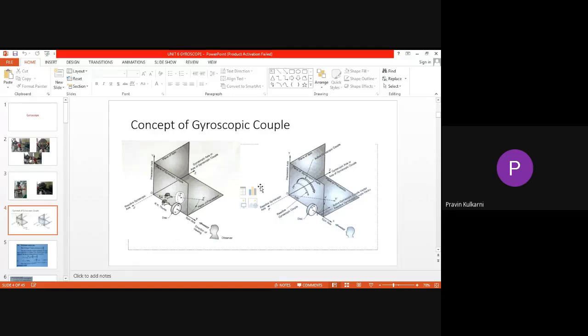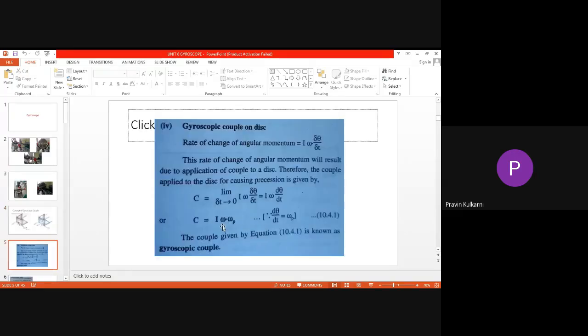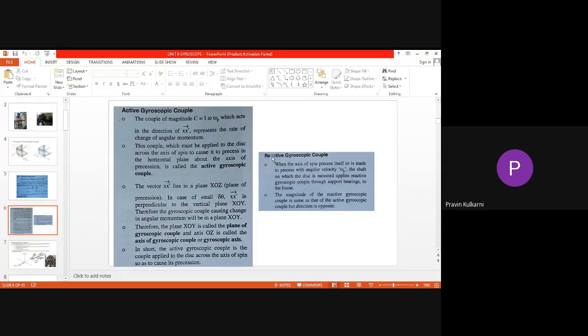So how to find out the active couple and reactive couple, that is very important, isn't it? Using the thumb rule that we have seen, you may apply this thumb rule to the aeroplane and to the ship. So the couple which is applied is given by C = I ω ωp, where C is the couple applied, I is the moment of inertia, ω is the angular velocity of spinning, and ωp is the angular velocity of precession. Active gyroscopic couple, reactive gyroscopic couple, isn't it?